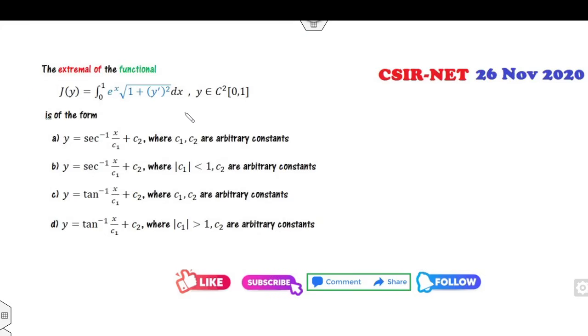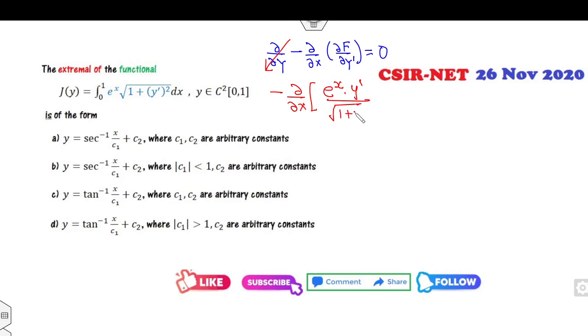Okay, look at this another one. Again, the solution is given to you. I can start with this: partial derivative with respect to y minus d by dx of partial derivative of f with respect to y dash is 0. This value will be 0. Fine. So that means, what is the partial derivative with respect to y dash? It is y dash over 1 plus y dash square is 0.